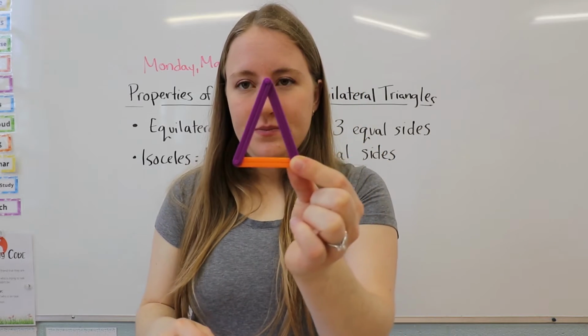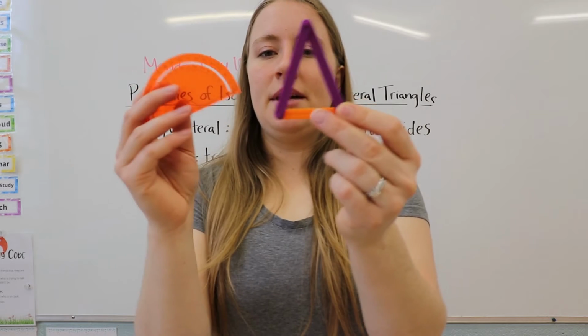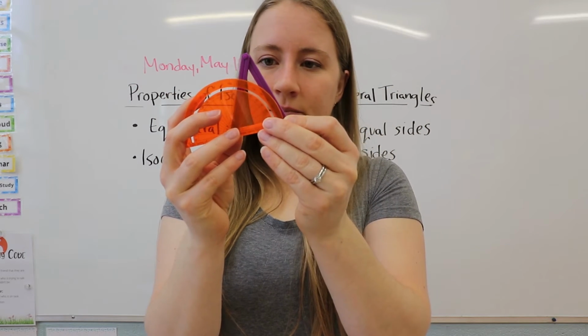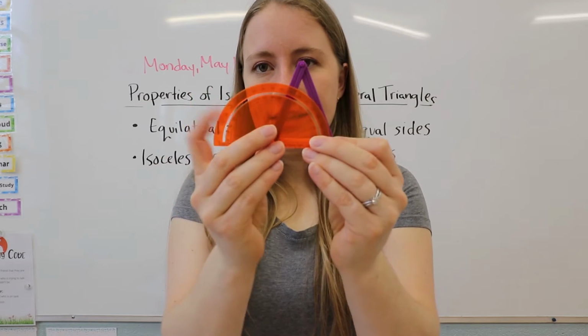There we go. So with an isosceles triangle, I'm going to measure the angles. And this one is looking like it's set at 70 degrees.